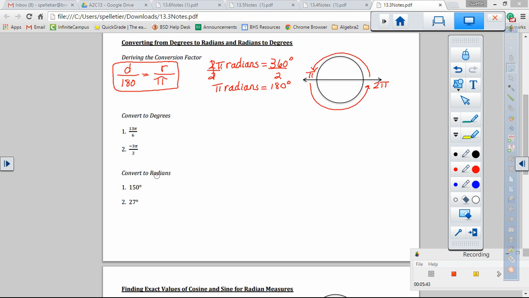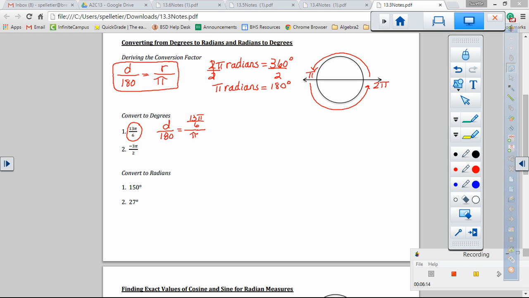So let's practice using that conversion factor. We're going to plug this into the formula and convert from one to the other. That has a pi in it, which means it is a radian measure, so it gets plugged in for r in my formula. So d over 180 equals 13 pi over 6 over pi. The 13 pi over 6 went in for the r in this formula.